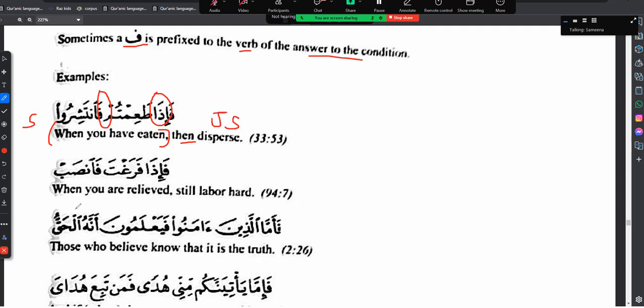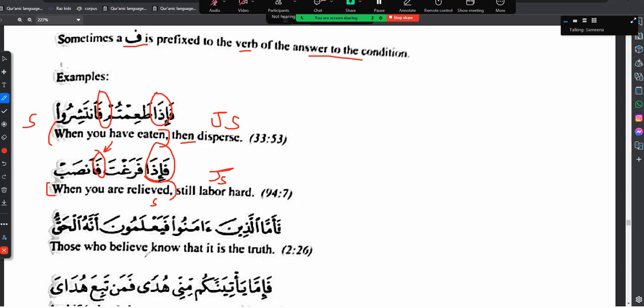فَإِذَا فَرَغْتَ فَانْصَبْ. Again, إِذَا is a conditional article, and then we have fa in the jawab shart. When you are relieved, this is the shart part. Still labor hard, this is the jawab shart. And the jawab shart is preceded with a fa. Okay? And فَأَمَّا الَّذِينَ آمَنُوا فَيَعْلَمُونَ أَنَّهُ الْحَقُّ.